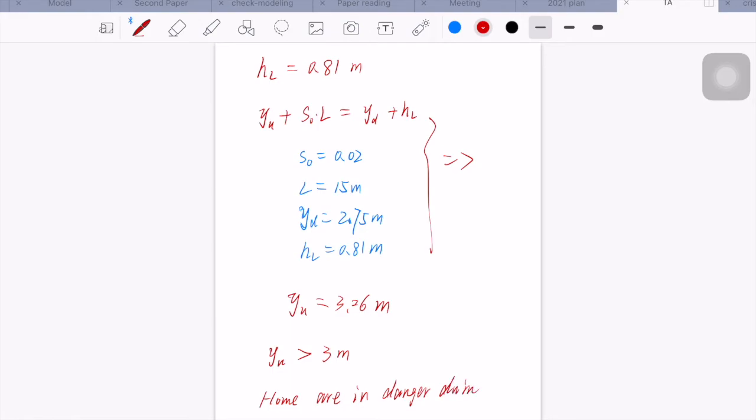during the 100-year flood. So we have done this problem.